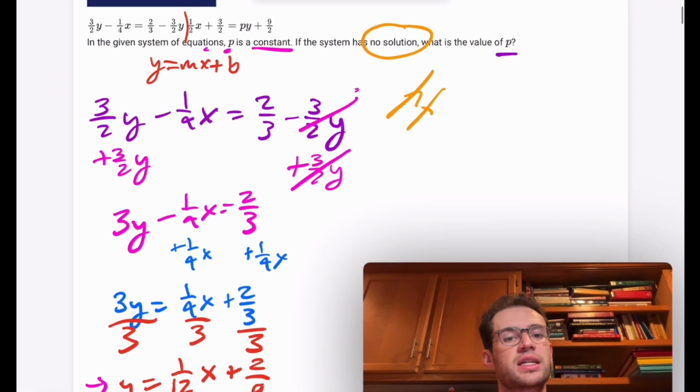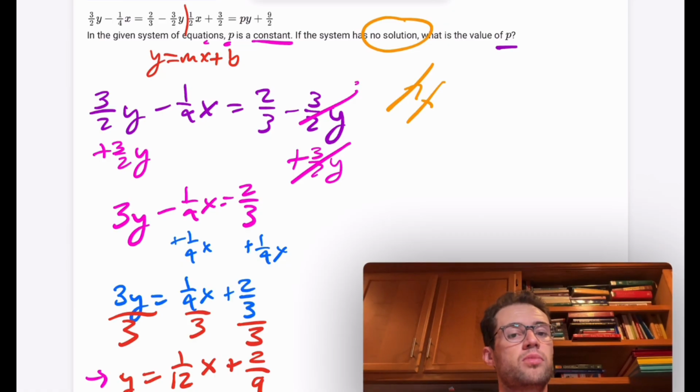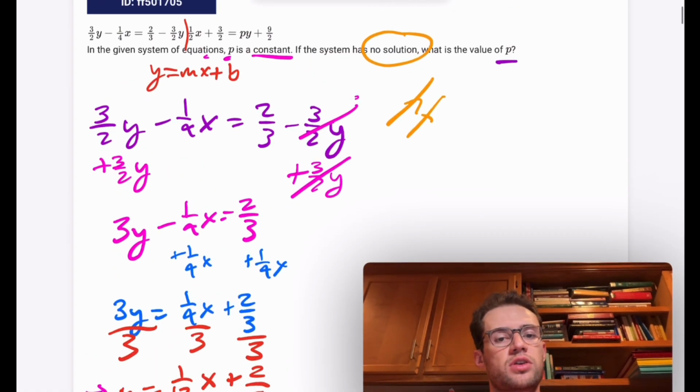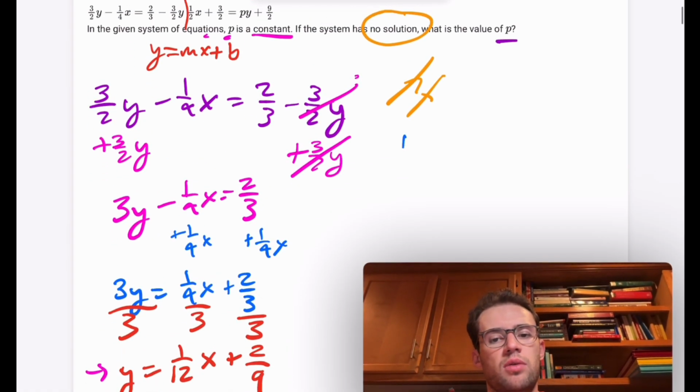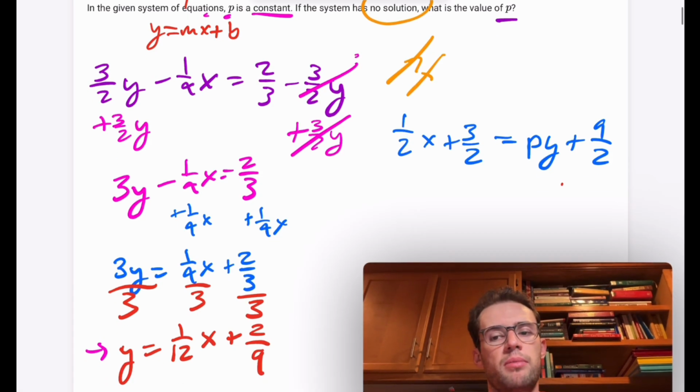Now for the second equation, we can get the y alone, but there will be a divided by p on the other side. So first, I'm going to rewrite the entire equation. We get 1/2 x plus 3/2 equals py plus 9/2. So we'll subtract 9/2 from both sides to get the y terms alone.